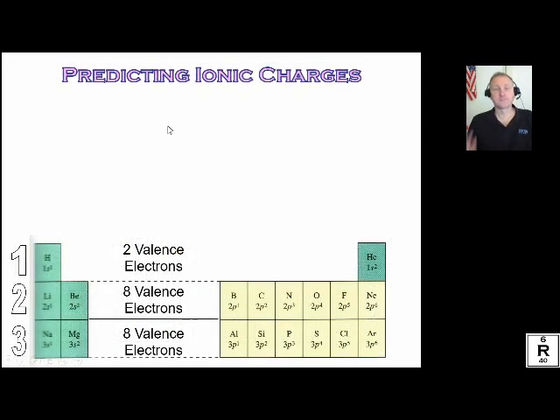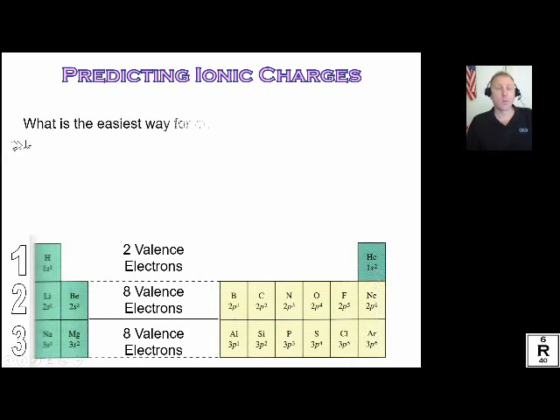Okay, so predicting ionic charges. We're going to talk about ionic compounds, but first we have to be able to predict ionic charges. Now, if you guys recall from a prior lesson, we talked about the different families of the periodic table, and the last family here on the right was the noble gases. The noble gases have the most stable electron configuration. And so to predict the charge of an atom when it becomes an ion, it will become an ion to get the most stable ion it can get, which will be an electron configuration of a noble gas.